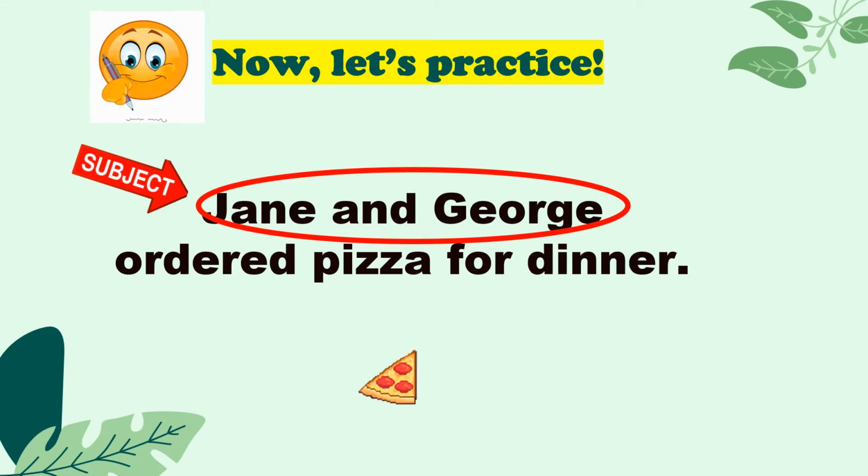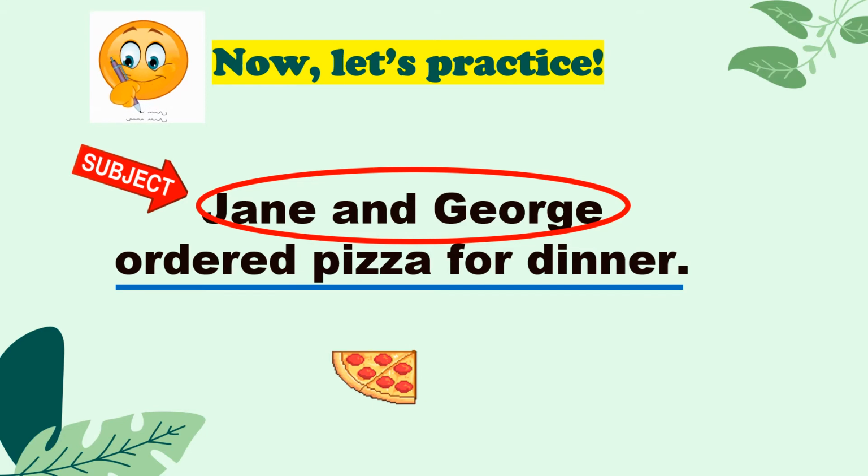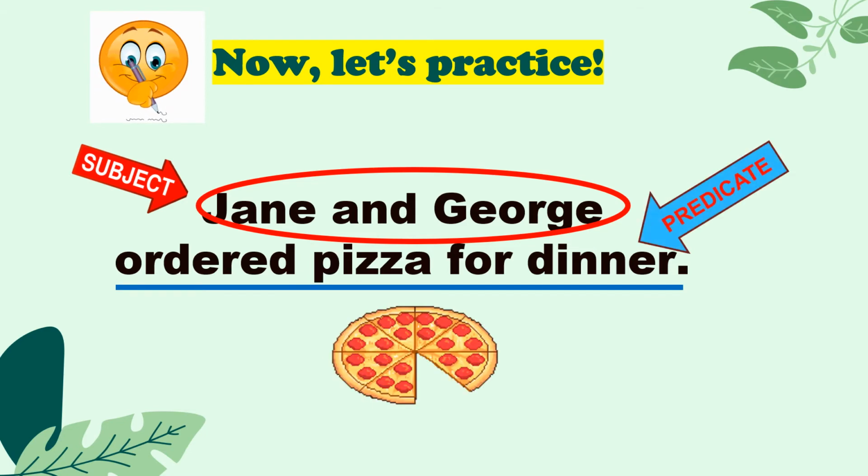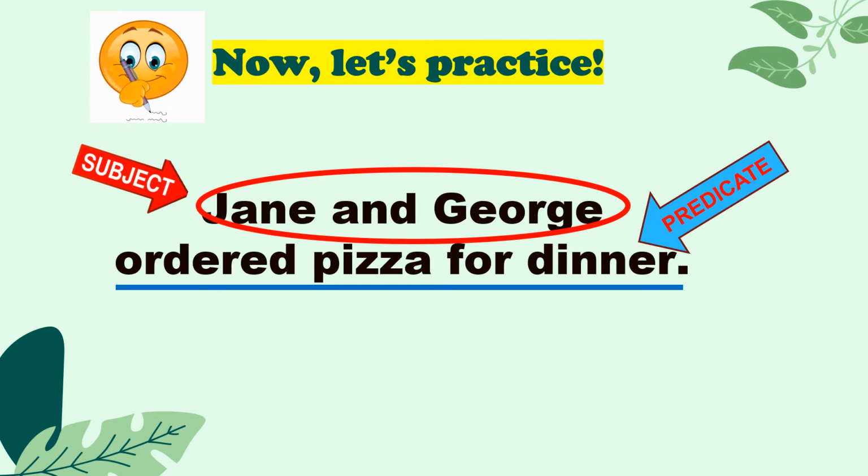So what did Jane and George do? Or what did Jane and George have for dinner? They ordered pizza for dinner is your predicate. The predicate, on the other hand, tells us or describes to us what the subject is doing. In this example, it is telling us that Jane and George ordered pizza for dinner. Very good, kids.